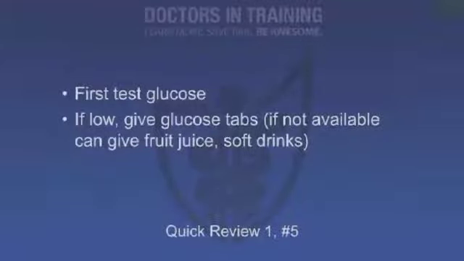Next, a patient taking glipizide comes to the clinic for hypoglycemia. What is the most appropriate course of action in this patient? Well, first you're going to want to test the glucose. Some people who think they're having some hypoglycemia actually aren't. So first thing, know what you're trying to treat in the first place. So if low, you need to give this patient some glucose. Some people will carry around glucose tabs. If it's in your office, you should probably have some of these around as well.